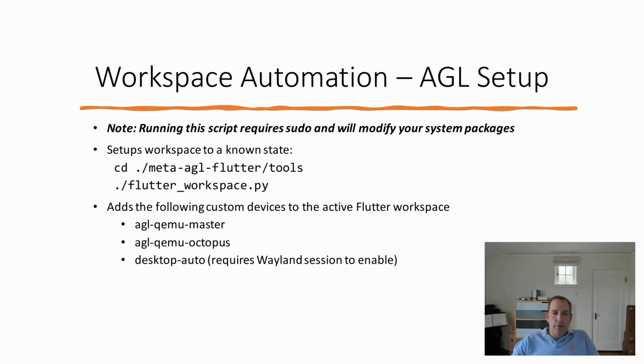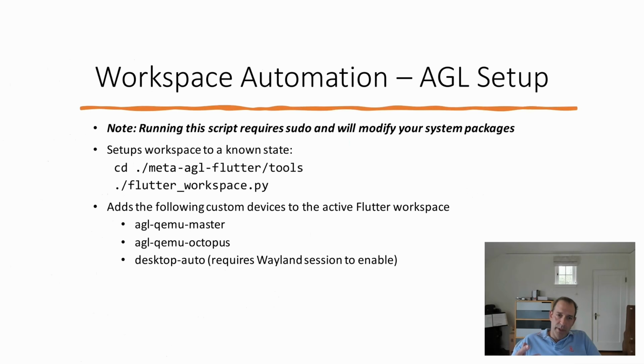You create your AGL workspace, you navigate into Meta AGL Flutter WAC tools, and execute flutter_workspace.py. This is a Python 3 script, and running the Meta AGL Flutter config, it will add the following custom devices to the active Flutter workspace: AGL QEMU Master, AGL QEMU Octopus, and Desktop Auto. So if and only if the QEMU session with AGL QEMU Master is active will it show that it's available and present.